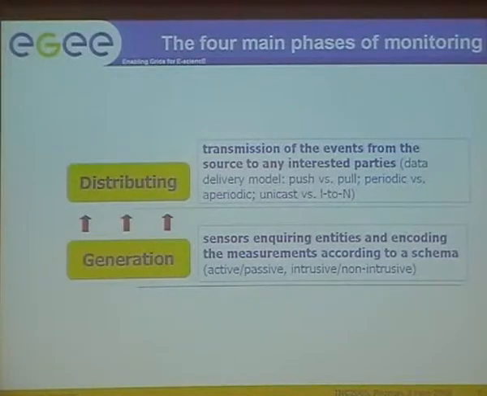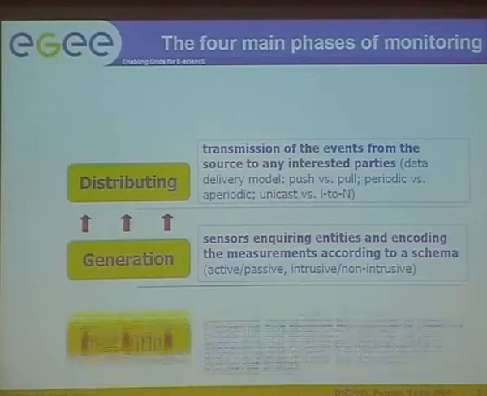Once these measurements are done, we need to distribute the monitoring data to the interested parties. In order to decide which distribution process we want to use, we need to make choices. For example, what is the distribution model? We want to choose pull versus push, aperiodic versus periodic, or unicast versus multicast. And also we can have, for example, a hierarchical distribution process.